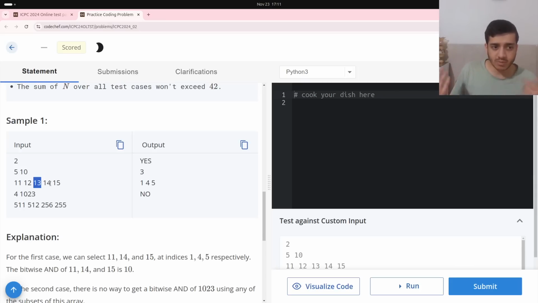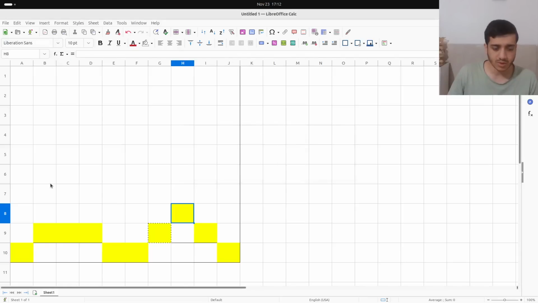So we choose an index i where k AND ai is equal to k. Actually, k is a submask of ai, so we only choose these, and at the end of the day we check whether, when we AND these together, we reach k or not, and that's it. So it's super easy.